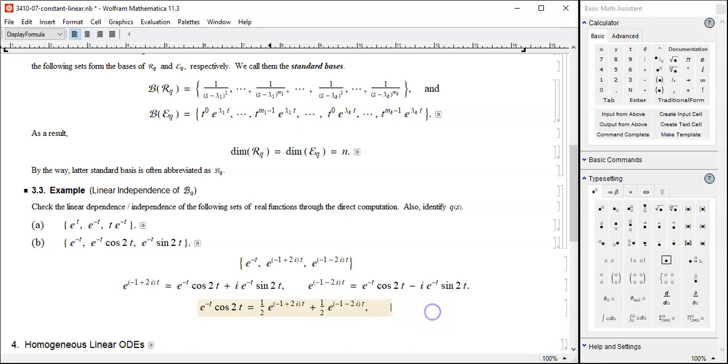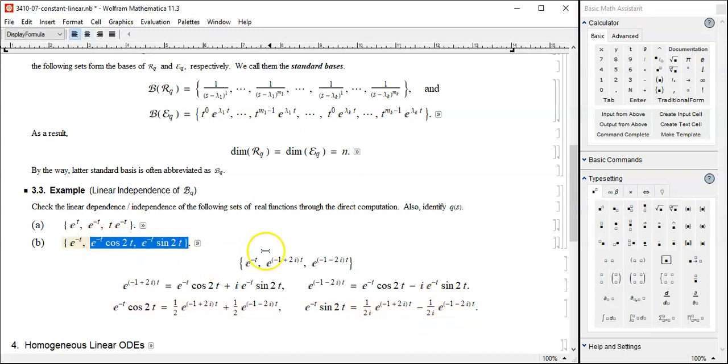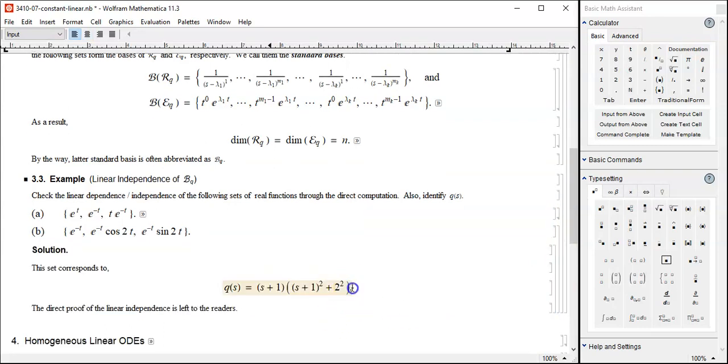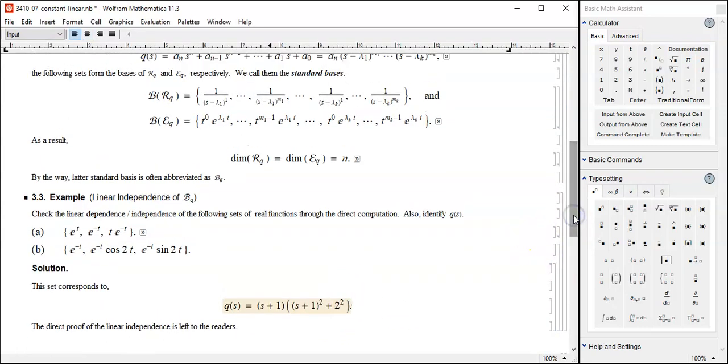We're going to have minus, and this is 2i, and this is minus 2i, like this. So it is possible to write these two as linear combinations of those as well. So those are equivalent bases actually. As for the characteristic polynomial, you're going to get something like this, and the details are left to the students. I'll stop here.